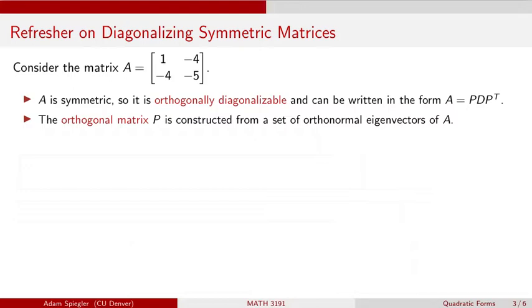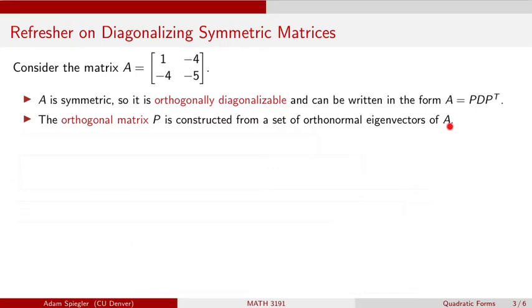So let's consider the matrix A, which is a 2 by 2 matrix with diagonal entries 1 and -5, and the off-diagonal entries are both -4. This is symmetric, so that means it's orthogonally diagonalizable. That means we can express A as a product P times D times P transpose, where P is an orthogonal matrix. What it means to be an orthogonal matrix is that the columns of this matrix P are orthonormal.